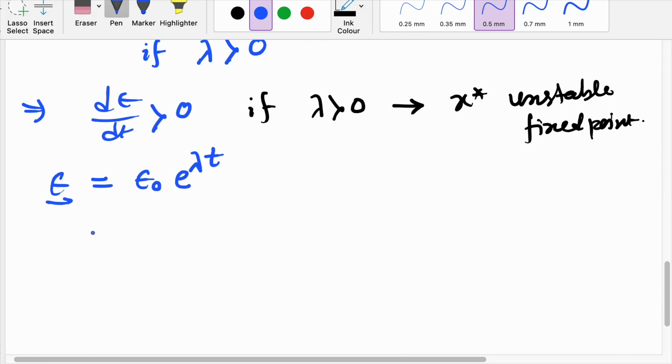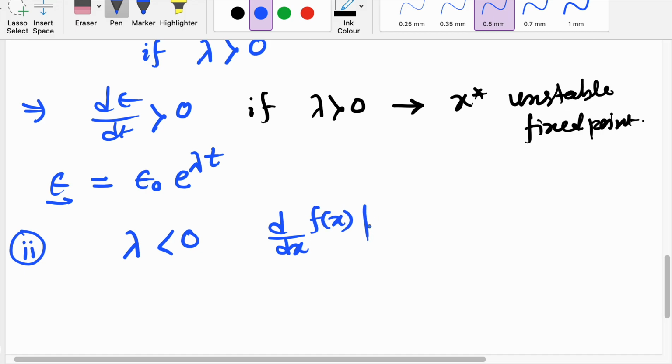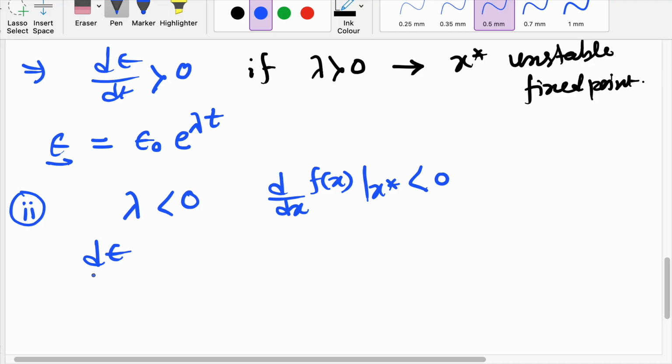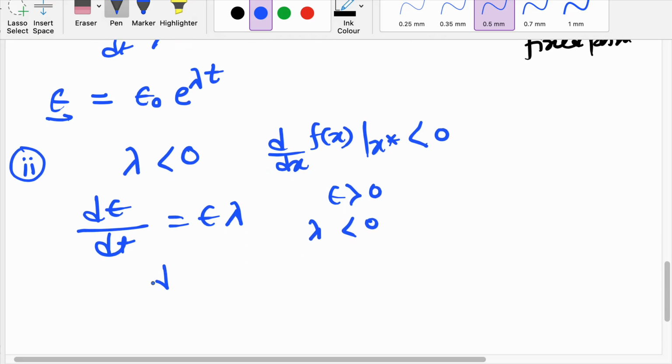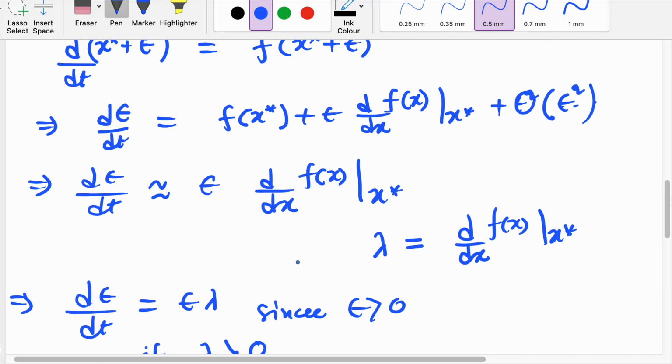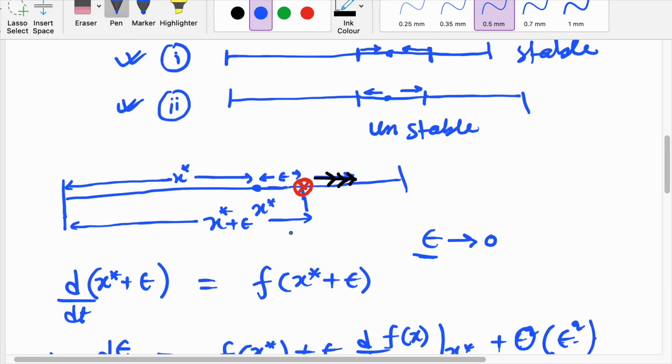Now if it is the second case, that lambda is less than 0, that means dfdx at x star is less than 0, then my equation will be d epsilon dt equal to epsilon lambda. Since epsilon is greater than 0 and lambda is less than 0, that means d epsilon dt is less than 0. So that means my epsilon will decrease as time increases.